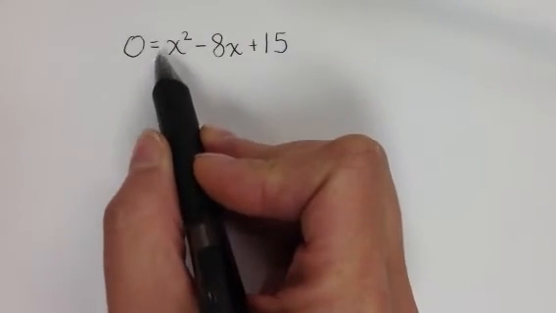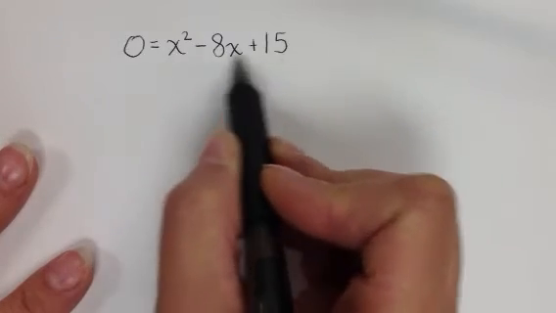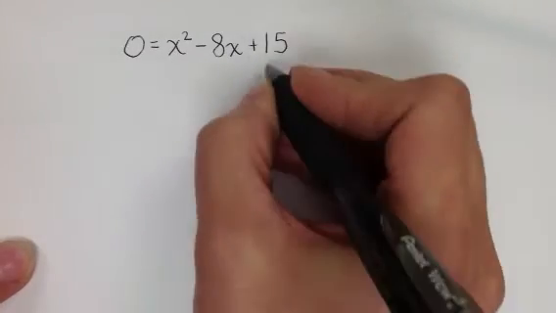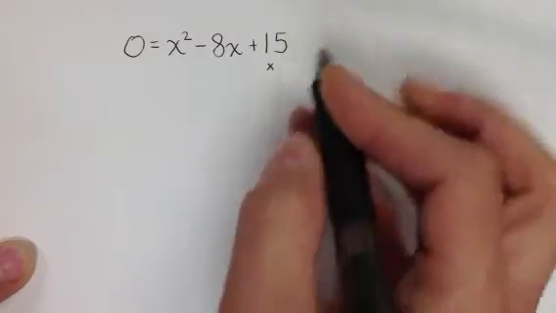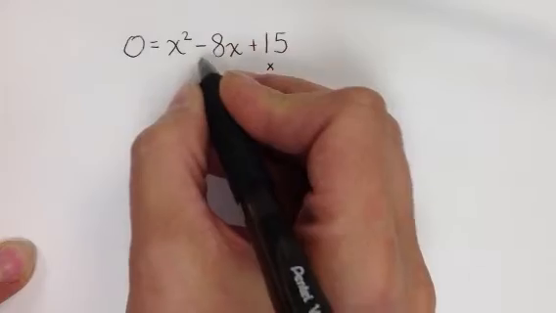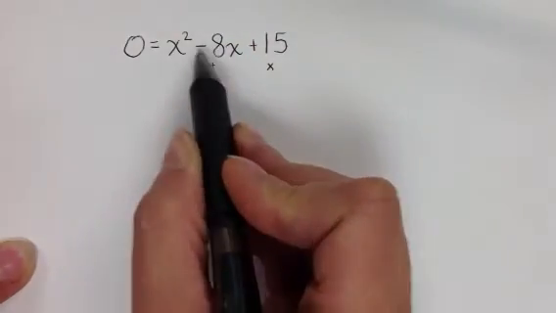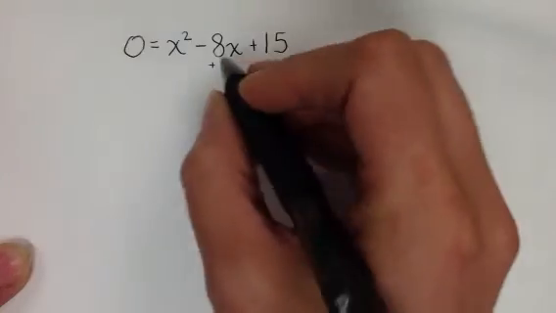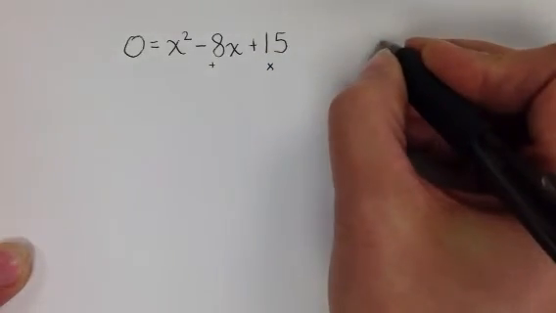My leading coefficient is 1. It's a trinomial, there's 1, 2, 3 terms. So I'm looking for two numbers whose product is 15, who multiply to be positive 15, and whose sum is negative 8. I can list these out, so I want them to multiply to be 15.